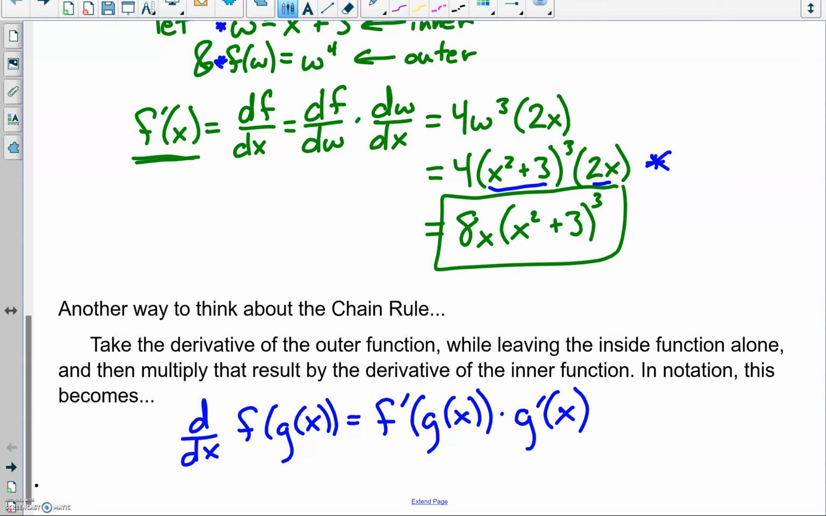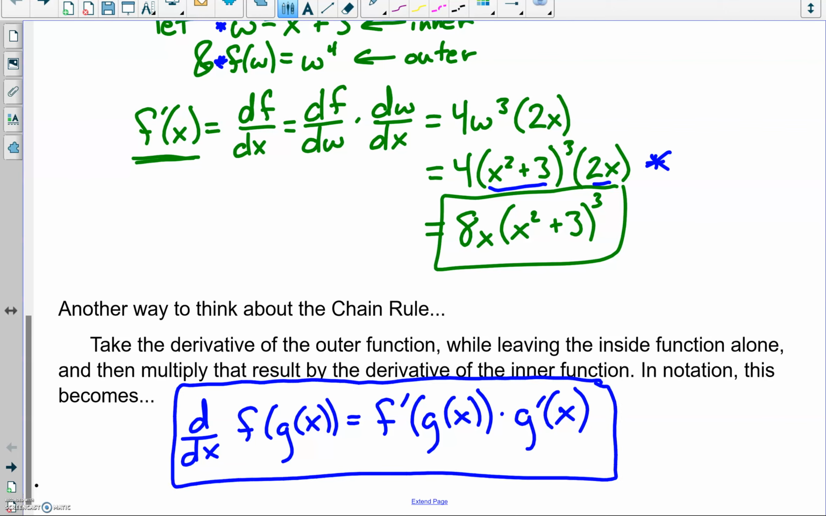And if there was another inner function, the chain would just keep going. You just keep working your way inside. You start on the outside, work your way in, again, work your way in, again, until you run out of inner functions. So this chain concept makes sense if you think of it that way. Okay, and this is really the big thing you want to take away from this first page.